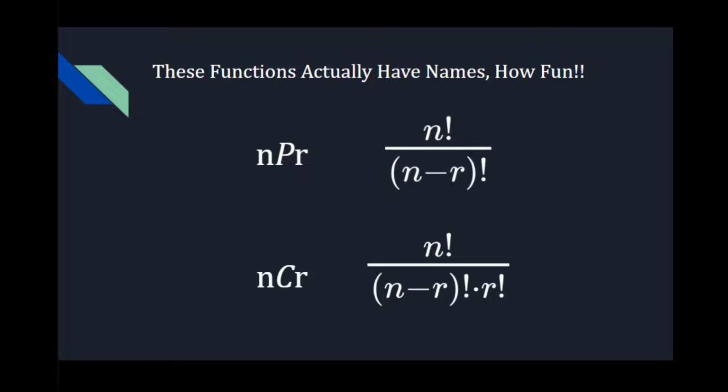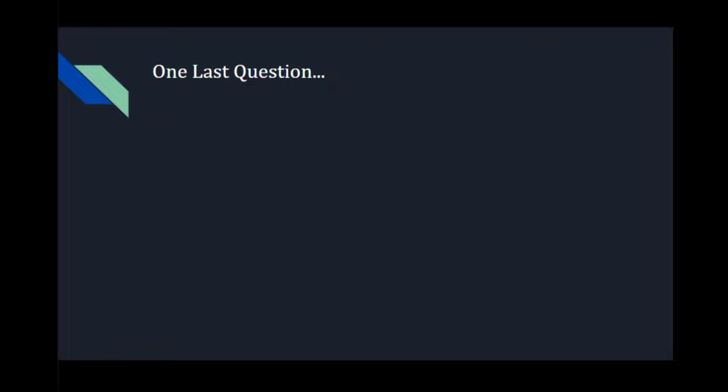0 factorial actually comes out to 1. We'll prove that in a future video. But for now, these work in all scenarios, and you can use them in any scenario involving permutations or combinations. They're very useful. Let's do one more challenge problem before we go.